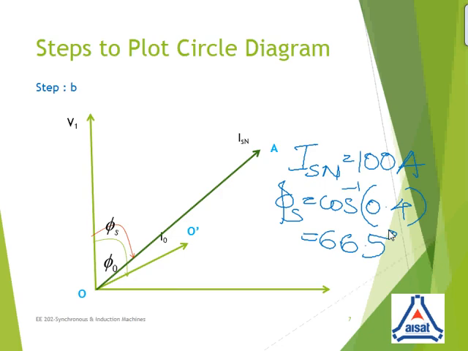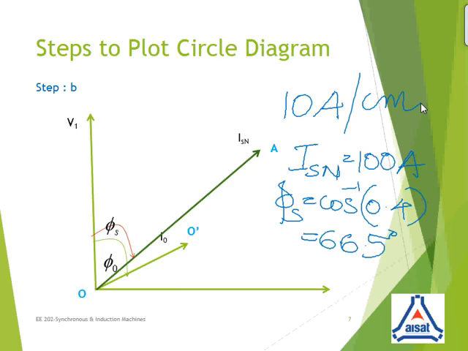So you can use that 66.5 degree orientation for the new phasor OA, and the length of that new phasor OA is, as per the current scale, we have chosen it as 10 ampere per centimeter, which means to represent your 100 amperes, you require 100 divided by 10, that is 10 centimeter long phasor. So this ISN, that is my OA phasor, if you draw in graph paper, it should be exactly 10 centimeters.